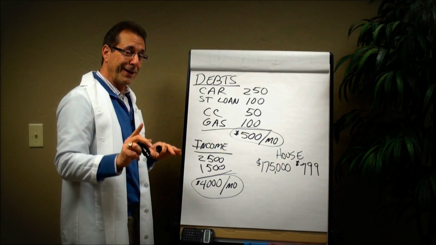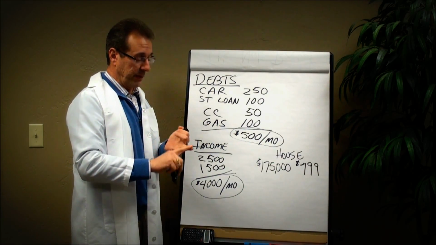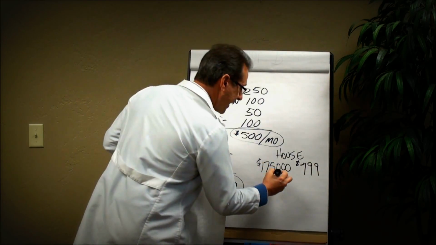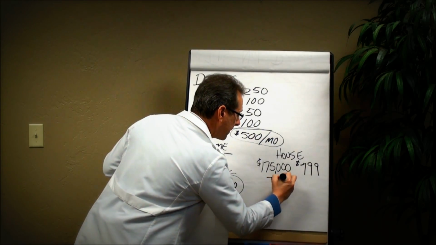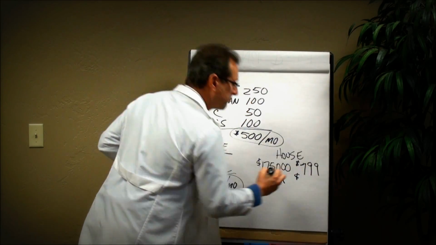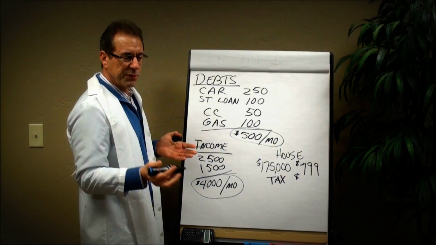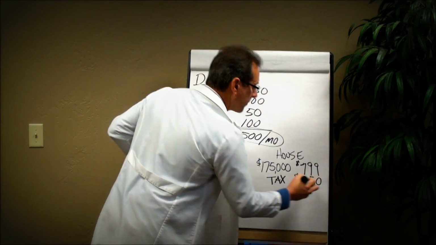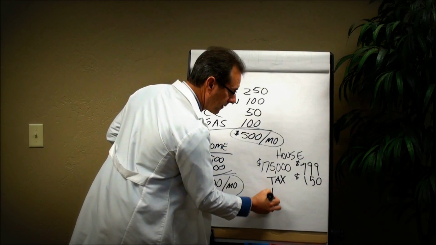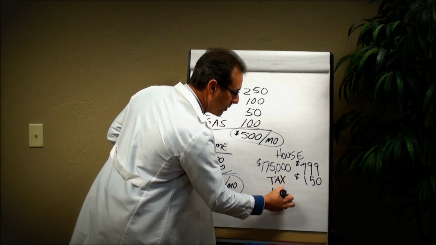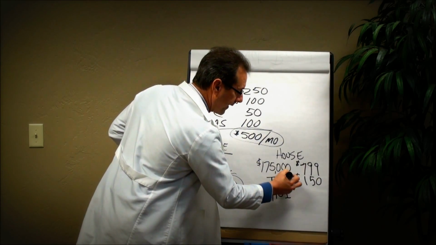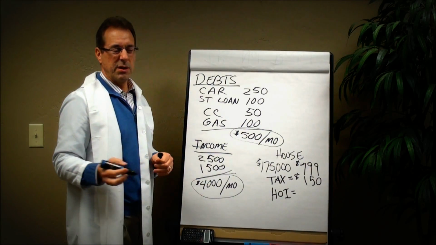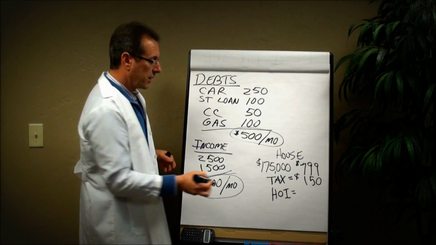But you can't forget the tax man and the insurance man. So you've got taxes on that property, and that's going to run you probably, I don't know, we'll say $150 a month. And then you've got insurance. I call that HOI, homeowners insurance, and on that price of a house, I would say probably $100 a month.